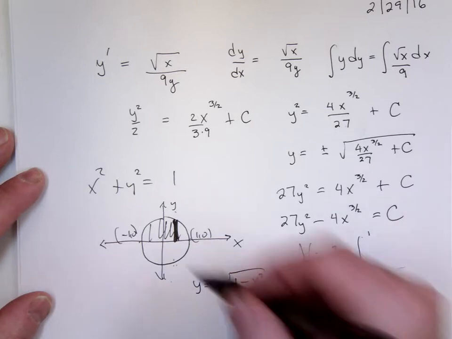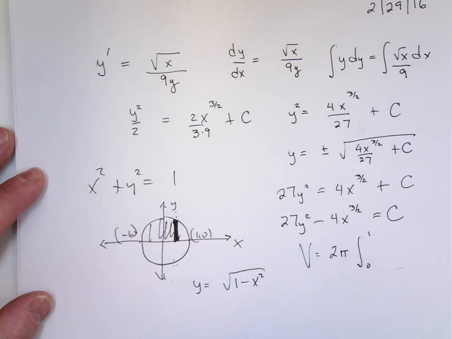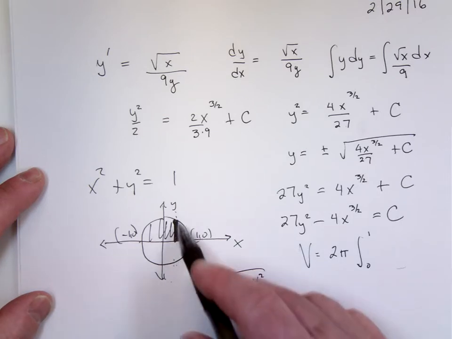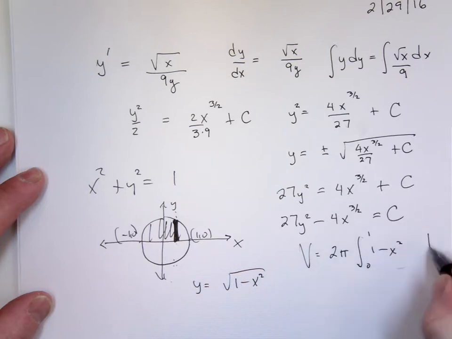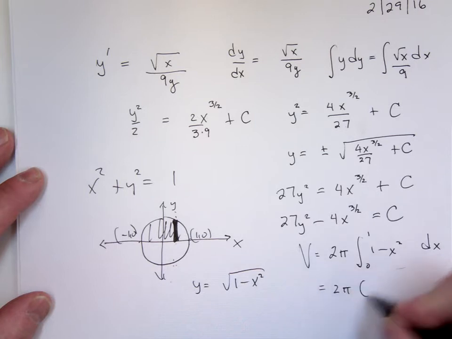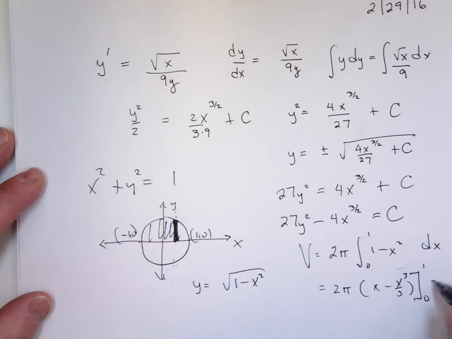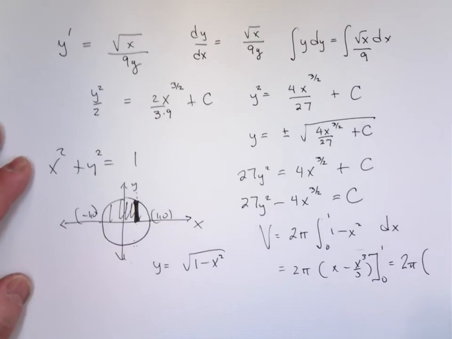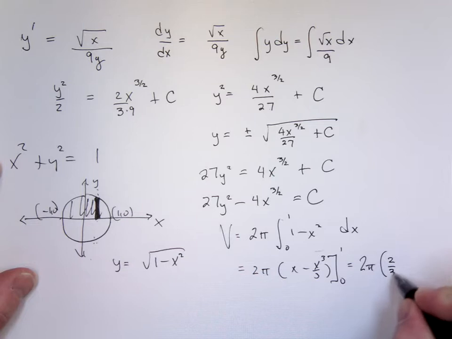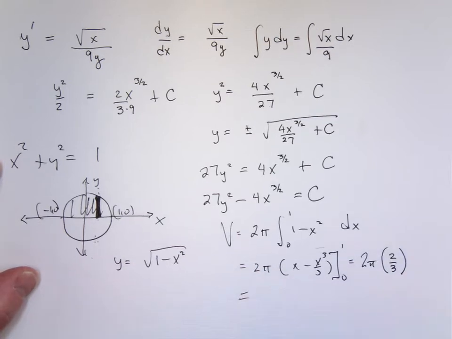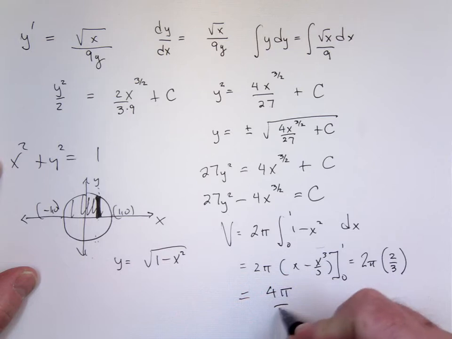R squared. Well, what is R? This height. What is that equal to? That's the square root of 1 minus x squared, but we're going to square it, so it's 1 minus x squared. Okay. So, 2 pi times x minus x cubed over 3 from 0 to 1. 2 pi. Whoa, wait. 1 minus 1/3 is 2/3. Okay. And we end up with 4 pi over 3.